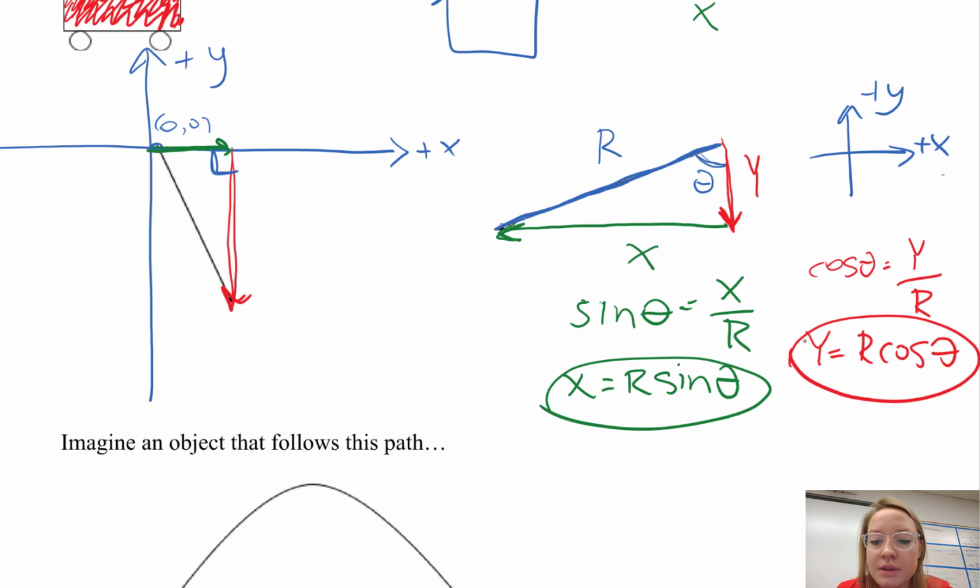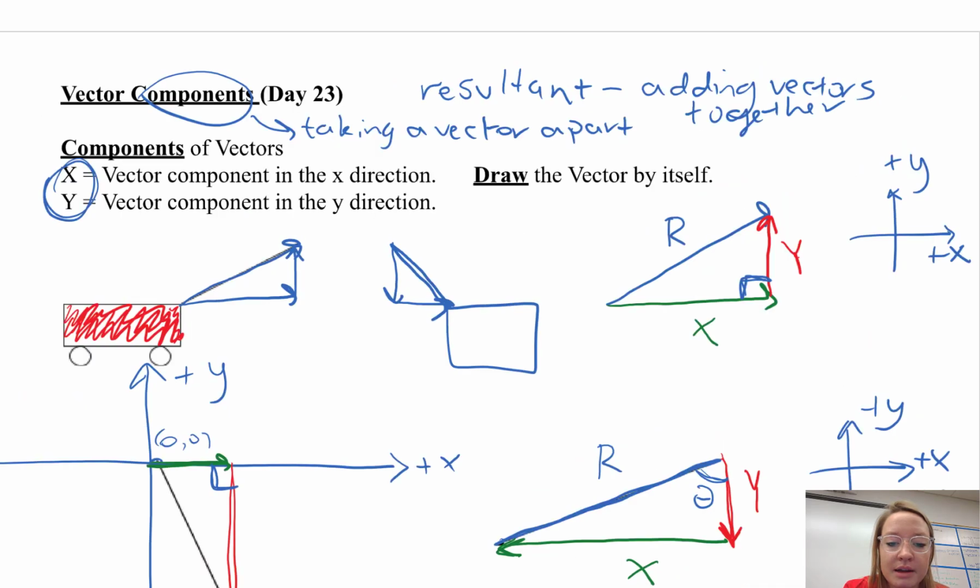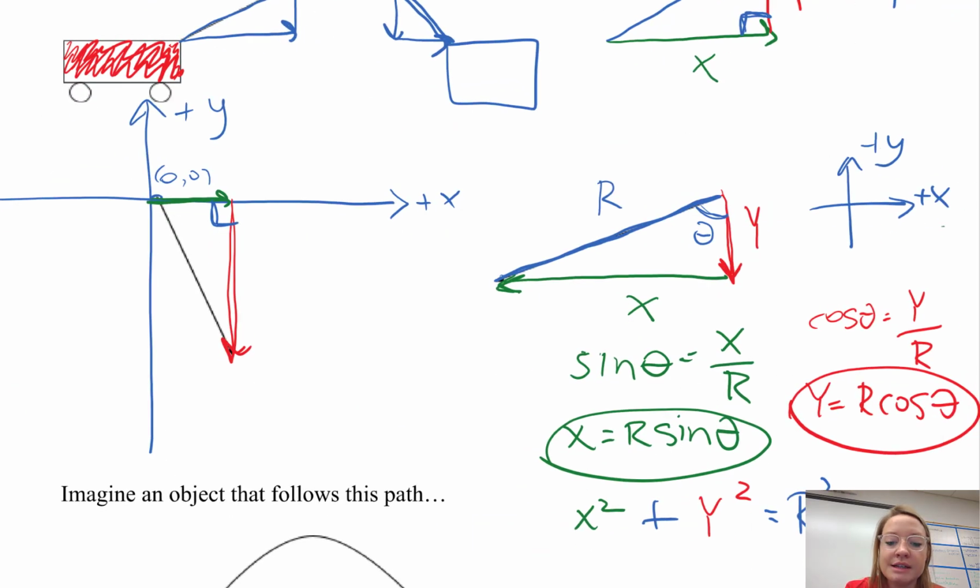Also, you know that if you use the Pythagorean theorem, because this is what we've been doing the whole time, we've been adding vectors, you can do x squared plus y squared will give you r squared. So you can see how you could really easily go between these things. We'll do some practice with it for sure, and you're going to do a lot of practice with breaking up different vectors into their components.